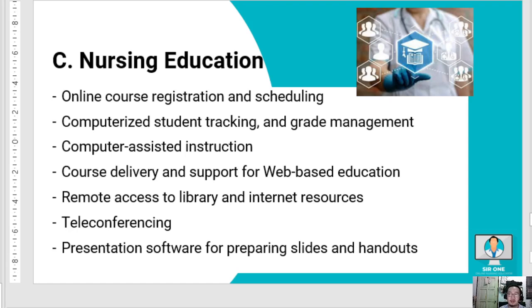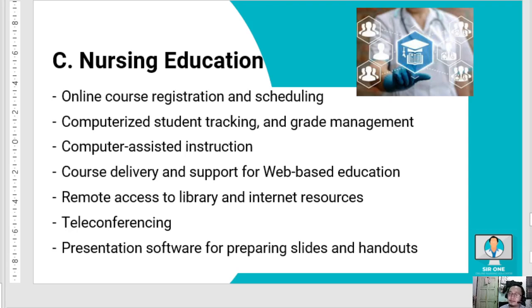and for the part of teachers and also the students, computer-assisted instruction, course delivery and support for web-based education, just like what I am doing, using this internet for discussions, delivery of my lectures, and also web-based education through the learning management system. Then you have your remote access to library.